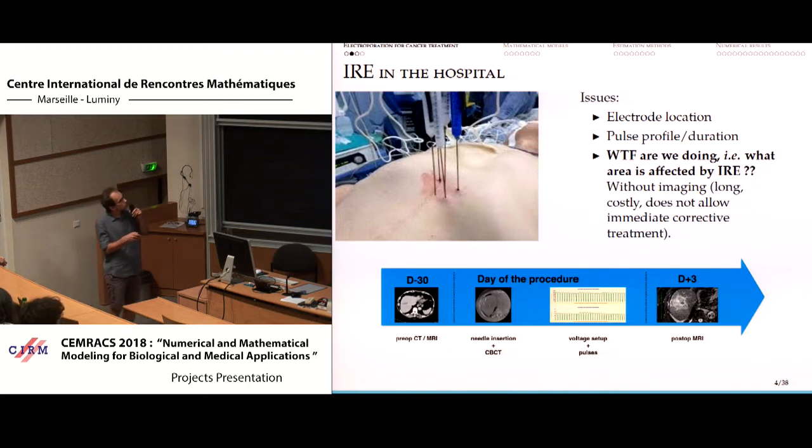So the issues with this thing are several. We would like to know better where to place the electrodes to make it work better. Maybe we want to know which voltages, which duration we can use. But the main point is actually knowing where we have been treating without waiting for days. Because ideally, you would like to say, okay, I've done my treatment. Is it okay? Is it enough? Or do I need to treat more? Do I have some cancer cells left?